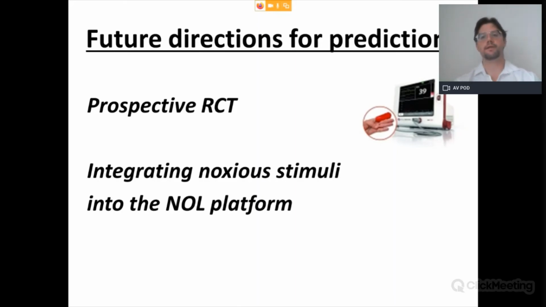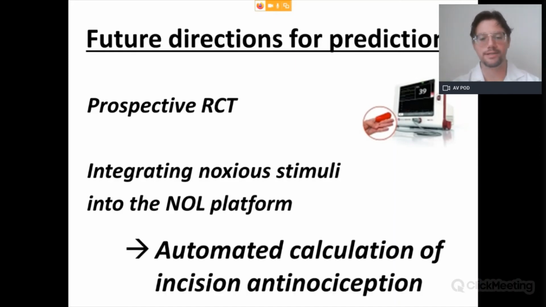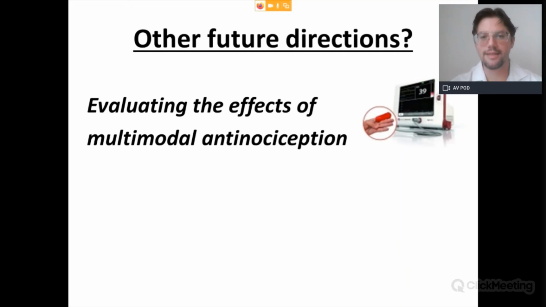But think about this. Wouldn't this be nice for the next NOL index, for example, on the PMD 300 platform, to integrate a noxious stimulus into its platform? Like that, it could give you an automated calculation of the incision antinociception. Wouldn't that be nice? And then there are other future directions that we can use with the NOL and personalization of care. How about evaluating the effects of multimodal antinociception?